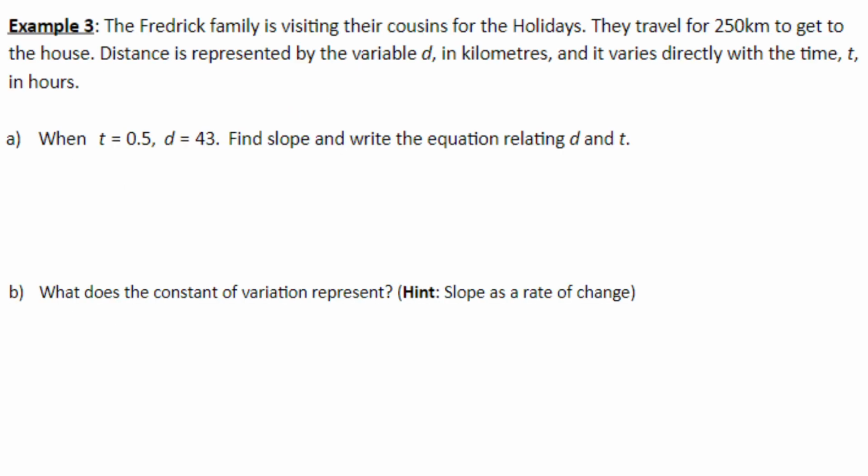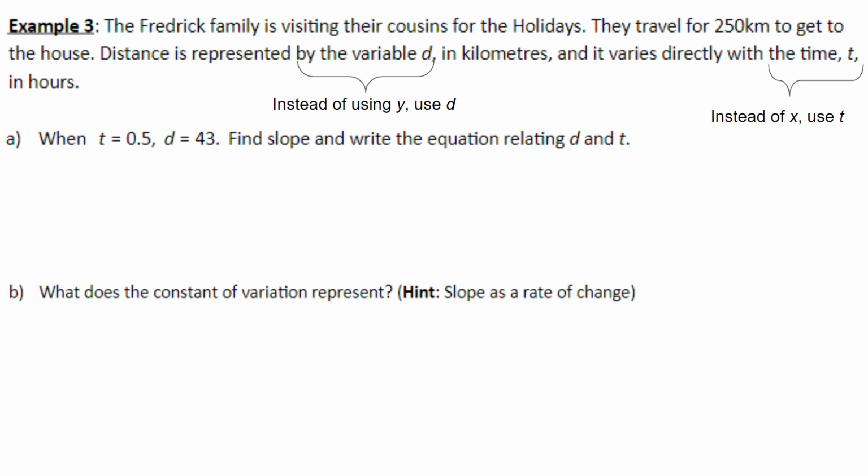For example 3, the Frederick family is visiting their cousins for the holiday. They travel for 250 kilometers to get to the house. Distance is represented by the variable d in kilometers, and it varies directly with the time t in hours. When t equals 0.5, d equals 43. That is our sample. From there, we're asked to find the slope and write the equation relating d and t.